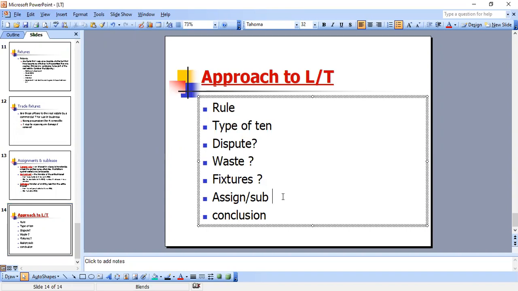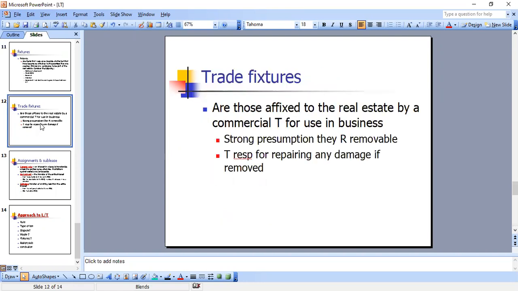Fixtures, trade fixtures, and come on. Did I do the fixtures? I don't see the fixtures. Oh, we didn't go through those. I didn't do the, let's do those real quick.